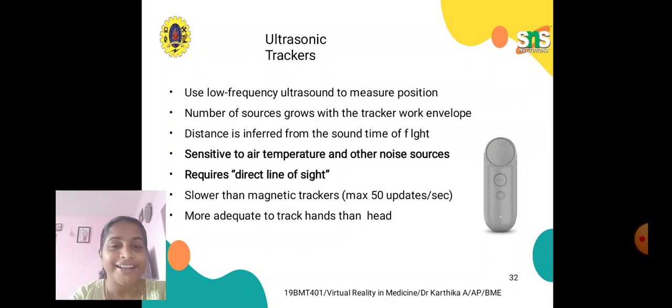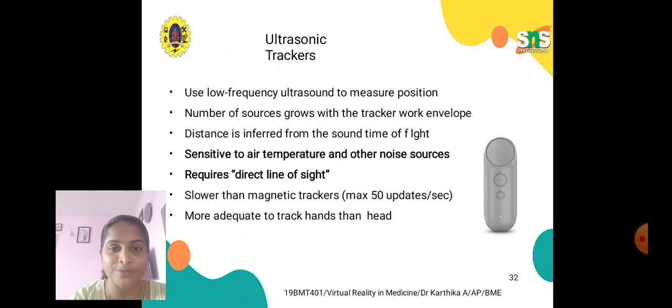In this October lecture series, we are discussing input devices in virtual reality, trackers, navigation and gesture interfaces. And in this trackers part, in the previous video we discussed mechanical trackers, and here we are going to discuss ultrasonic trackers. The ultrasonic trackers use low frequency ultrasound to measure position and orientation, because we have to meet the main aim of trackers.